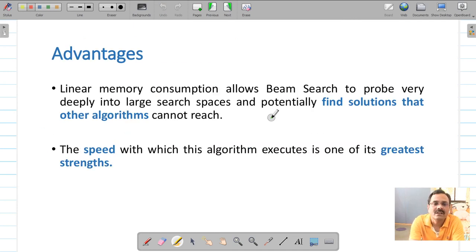Now let us find out what are the advantages of this algorithm. It is very clear from our previous discussion that its memory requirement is linear, so therefore it is advantageous. So it can go deeper into the search space, which many of the algorithms may not go. And second major advantage of this algorithm is its speed of processing. It has very high speed of processing because it limits the beam width, and because of that time required to reach the goal node is less.